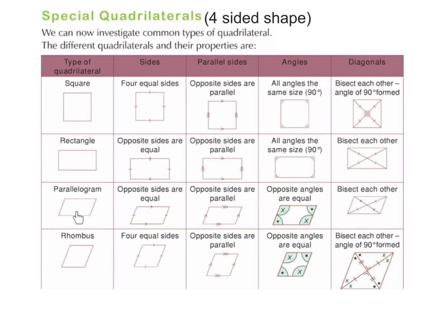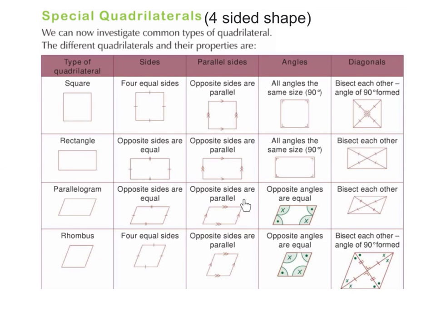So then we have a parallelogram. So opposite sides are equal in a parallelogram. So that line is the same length as that line there. And that length is the same length as that as well. So the sides that are parallel are equal in length. So opposite sides are equal in length. And then opposite sides are also parallel.